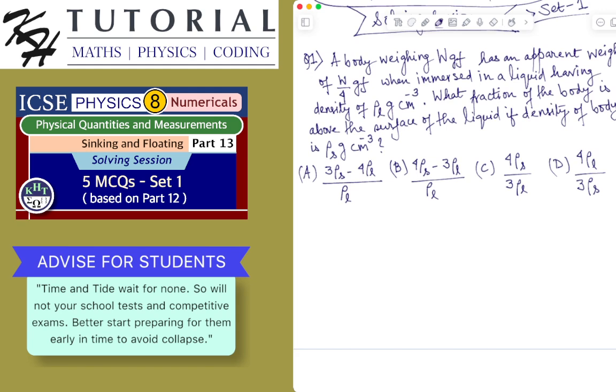Okay, so the scenario is something like this. So we are having this is the liquid. Let's say this is the body immersed in the liquid. So okay, let's say a body weighing W gf. So weight of the body is W gf, which means that the mass of the body is W gram. Okay, has an apparent weight of W by 4 gf.